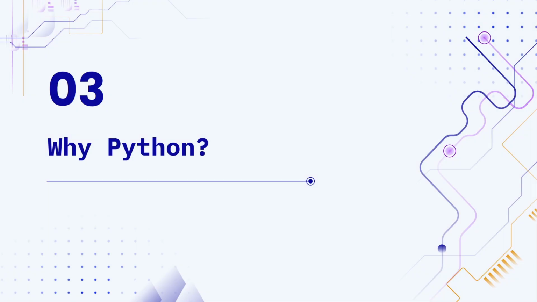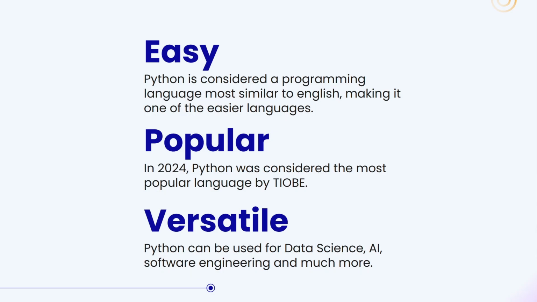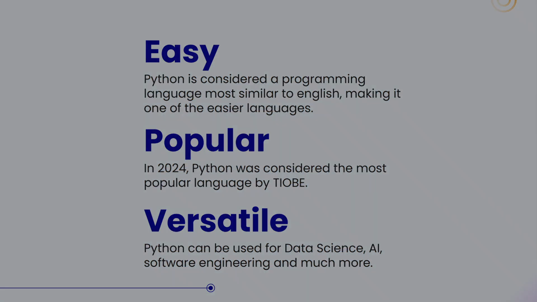Number 3, why do we use Python in this tutorial? Essentially 3 main things. It's easy, popular, and versatile. It's easy: it's considered a programming language that's similar to English. Well, not very, but it's similar. So it's one of the easier languages to learn. Next, it's popular. It is probably the most popular language in the world right now. And lastly, most importantly, it's versatile. You can use it for so many things. I personally use it for data science and AI, but you can use it for software engineering and many, many things that are just unlimited.